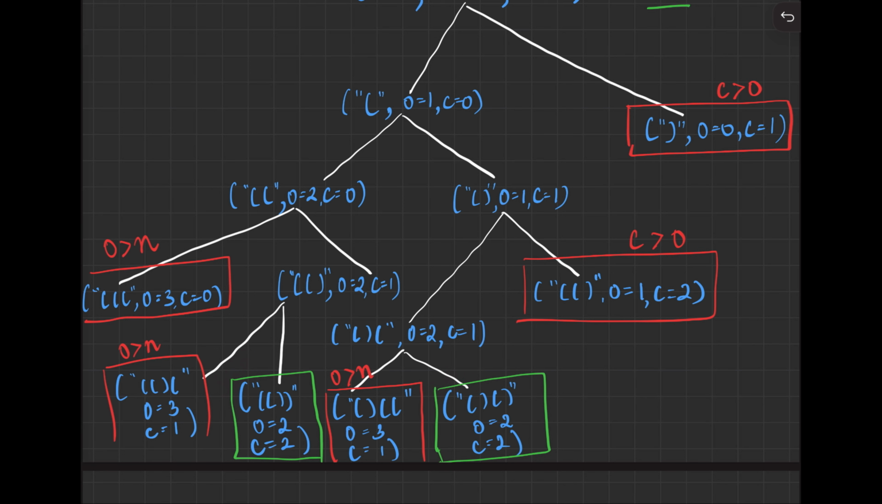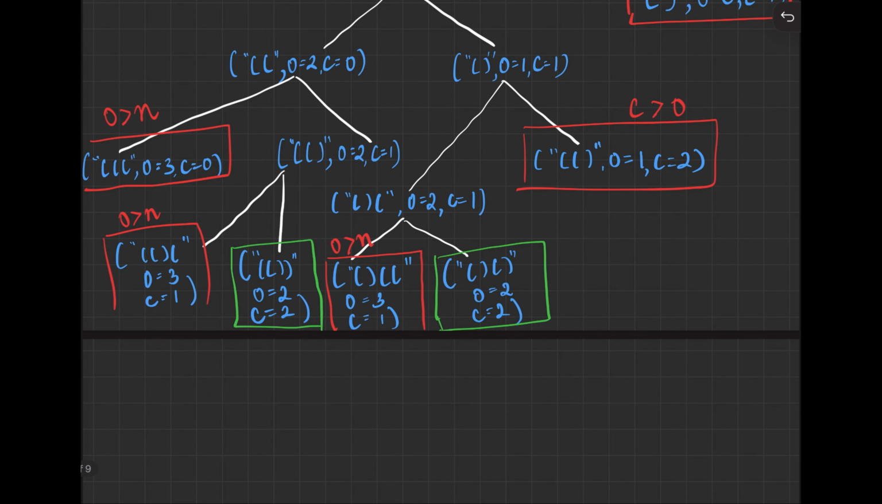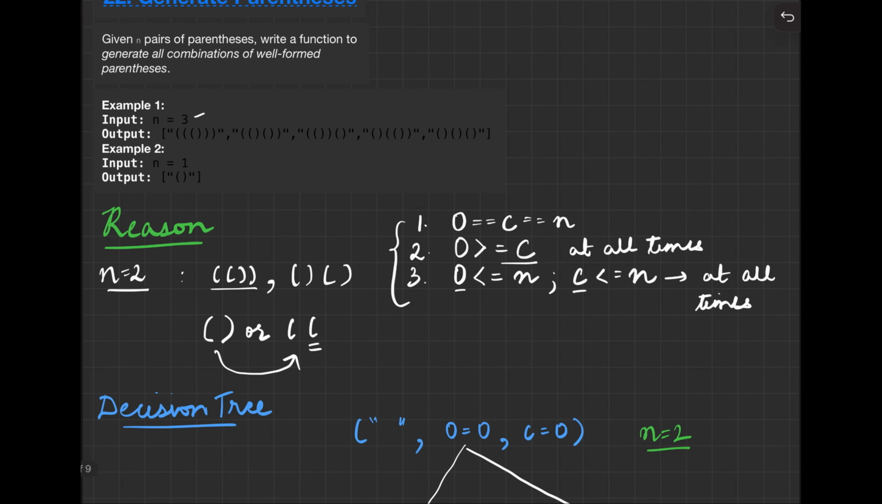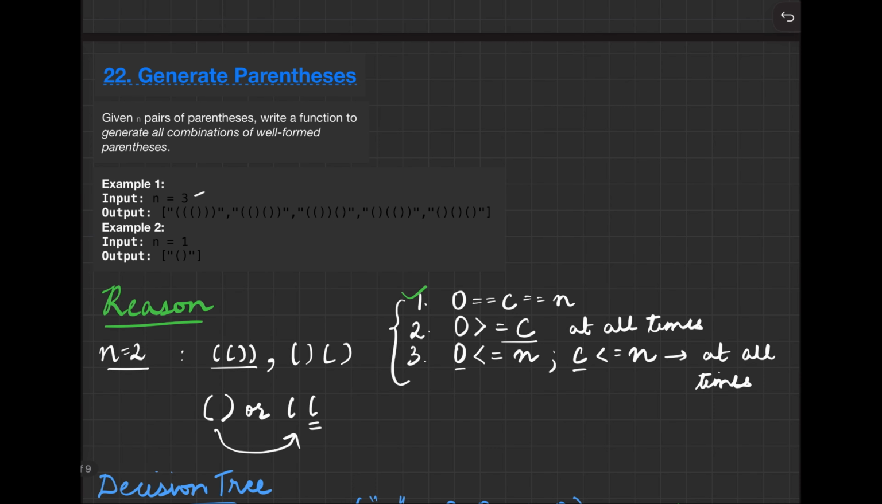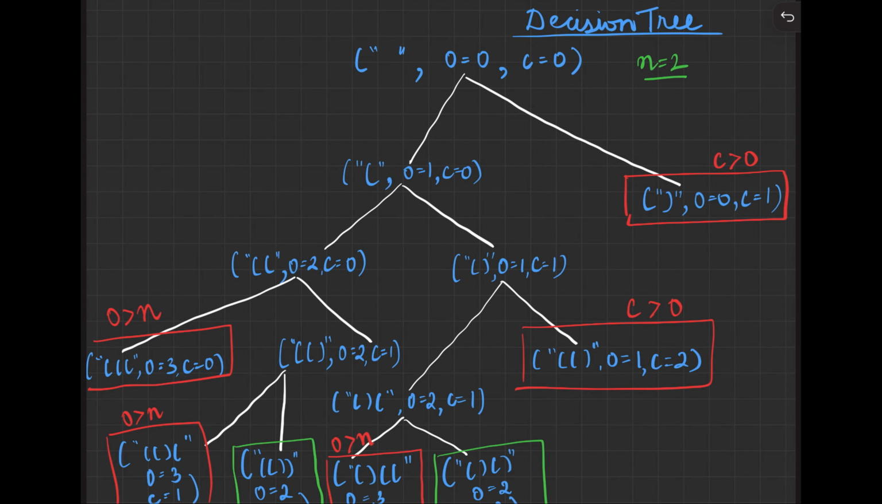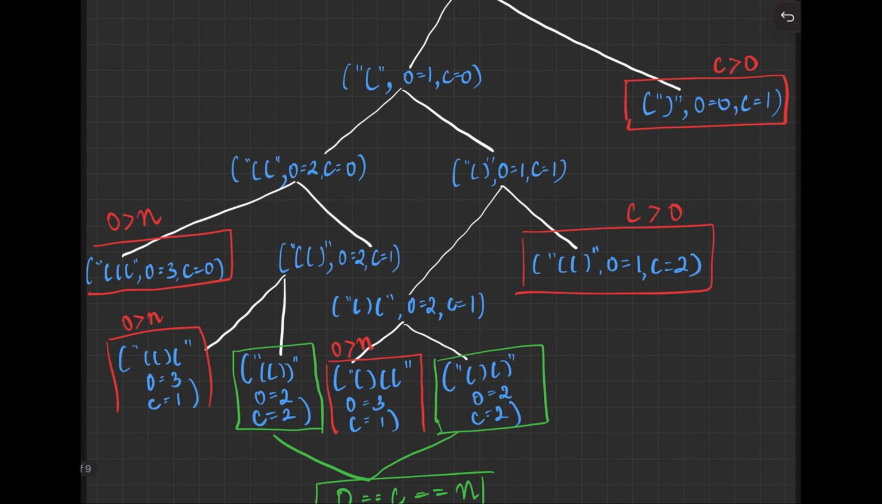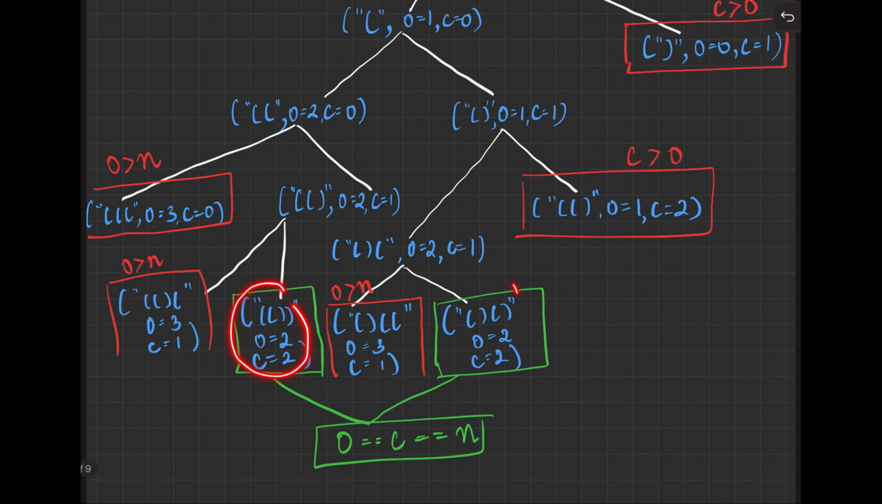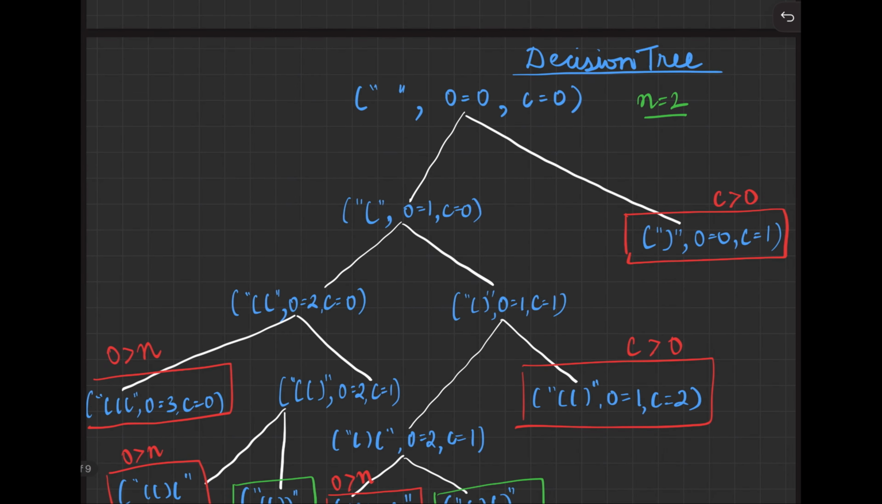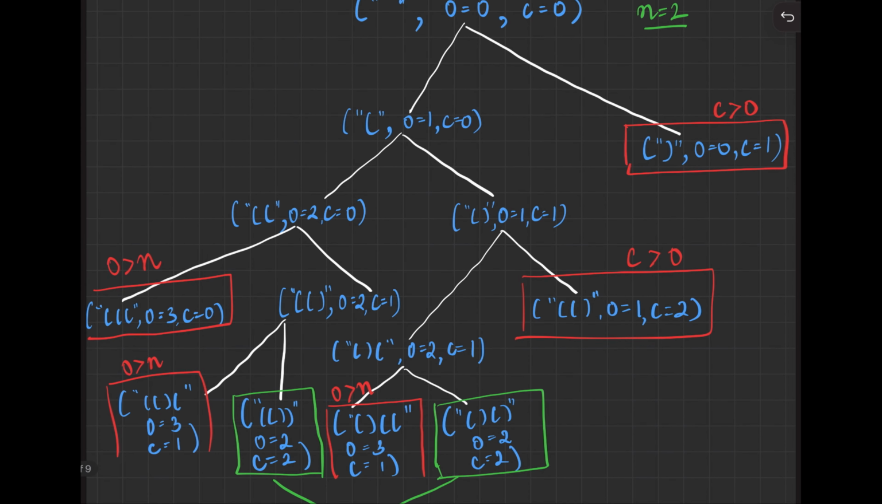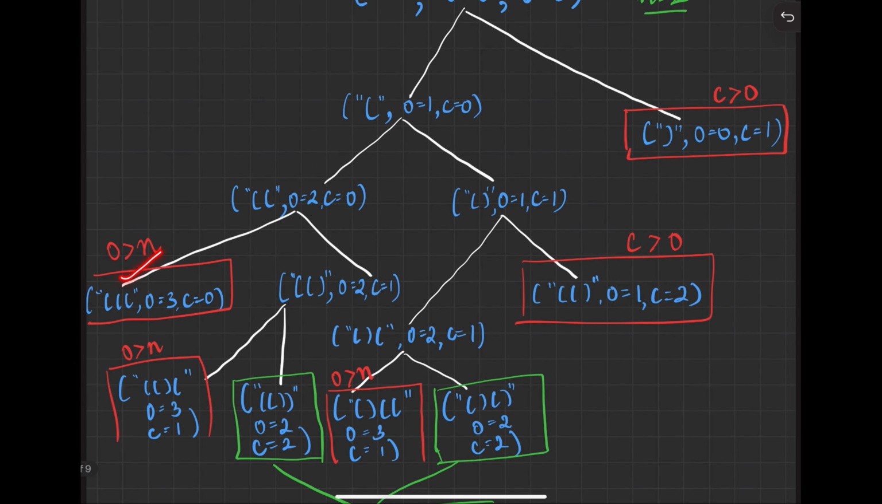While you observe that these are the two answers that we wanted, another thing to observe here is that for both these answers, O equals C equals N. So this condition holds, which is what our first observation was. We looked at this decision tree for n equals 2 and observed how we get our results, and we also saw how the observations that we made at the start of our question apply to our valid and invalid cases.